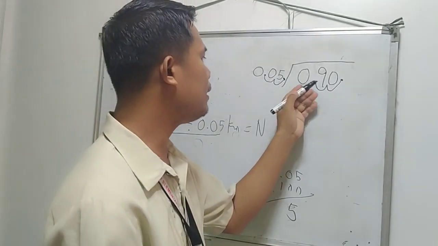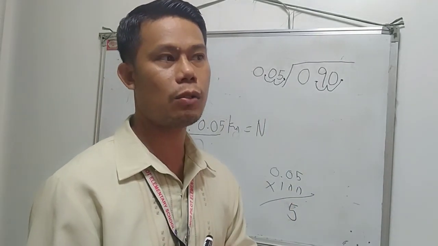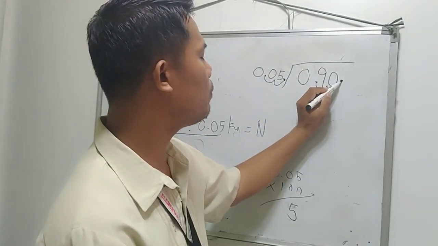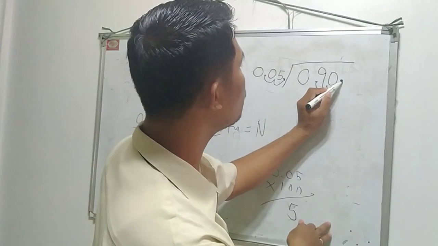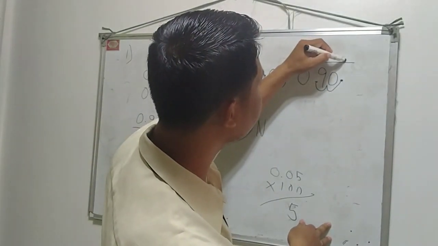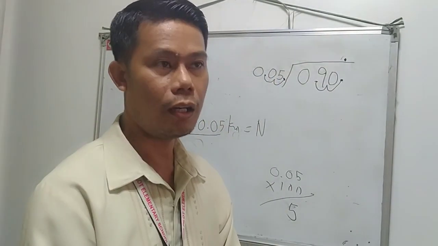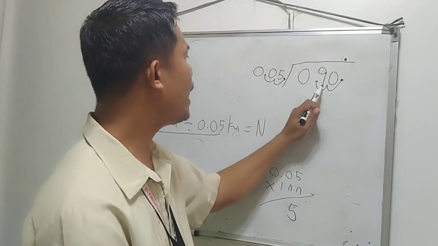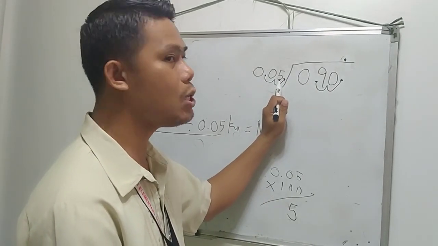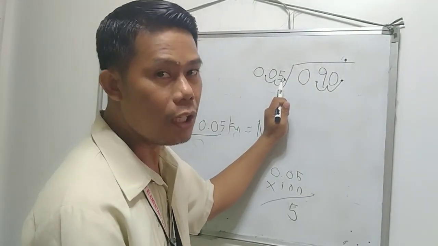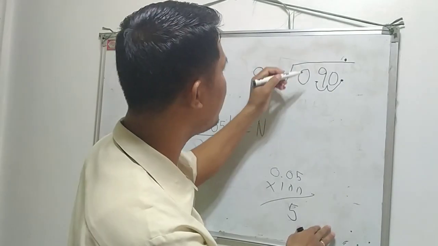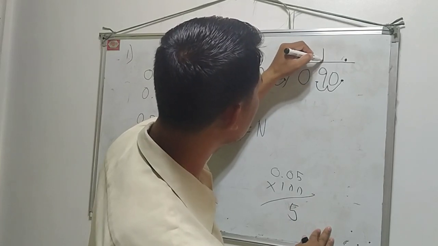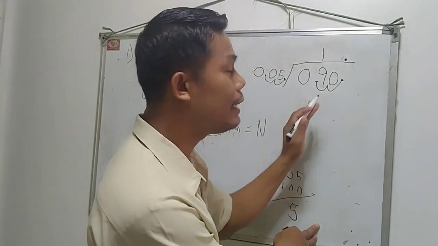So, instead of 90 hundredths, magiging 90 na siya. So, magiging whole number na. Then, since our decimal points is moved here, you're going to write also the decimal points here. Okay, can you follow? Okay, very good. Now, let's go now to divide. 9 divided by 5 equals? So, ilan ang 5 sa 9? So, we have 1. So, you write your quotient above 9. Huwag kung saan-saan para naka-align.